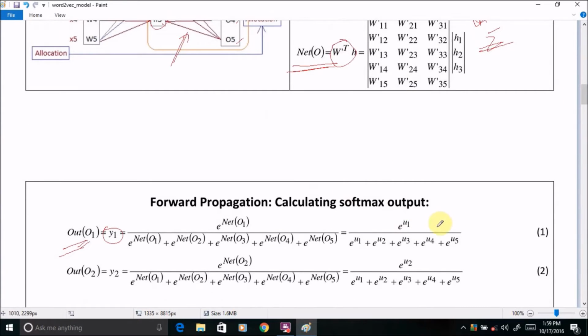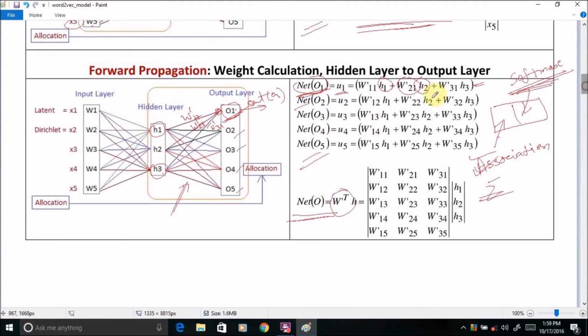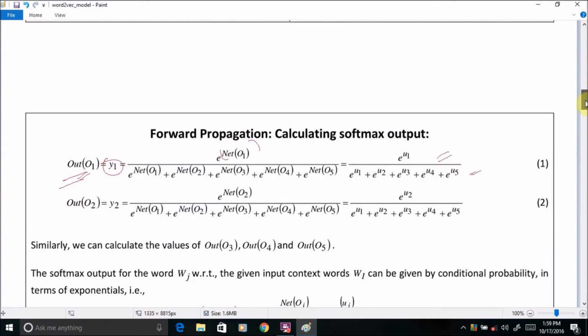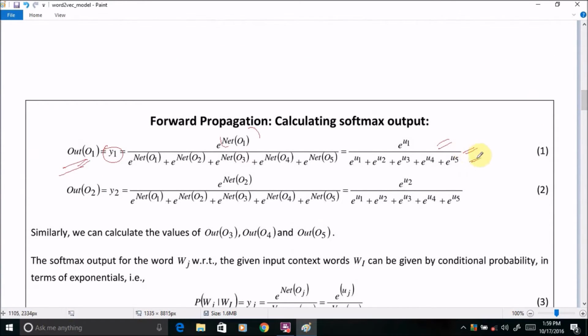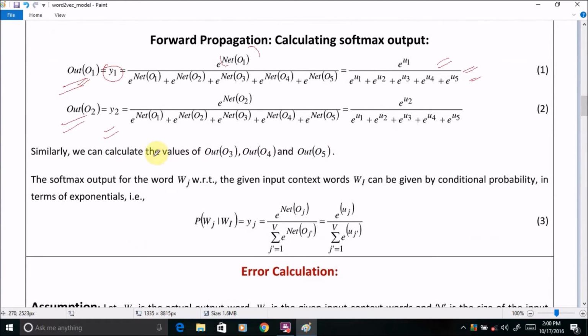We can represent it in a short form, as we represented net O1 through U1 here and net O2 as U2 here. So the entire representation can be written like this also. Similarly, we can calculate the out O2 function also. It seems like a probabilistic score, and similarly we can calculate the values of out O3, out O4 and out O5.